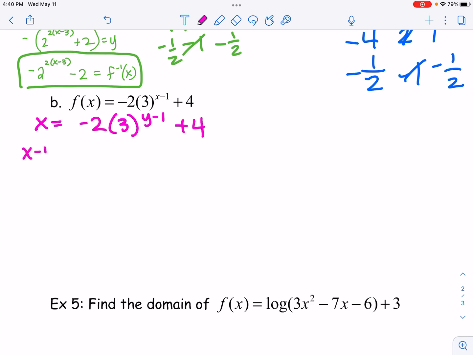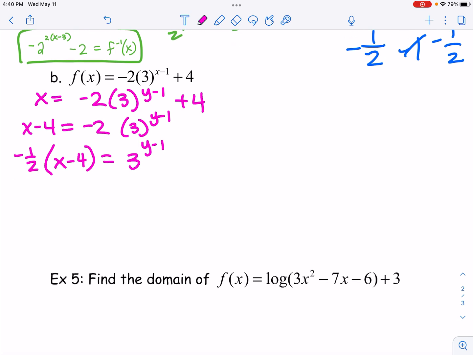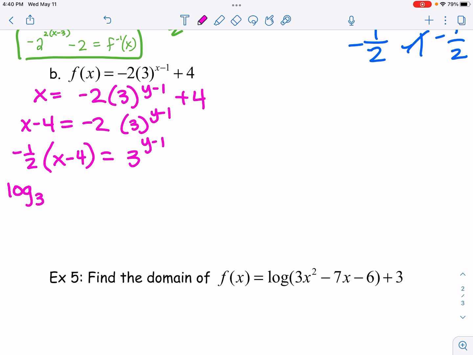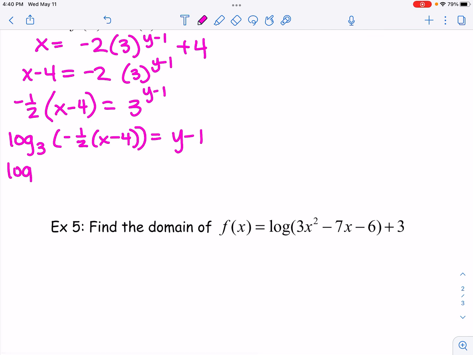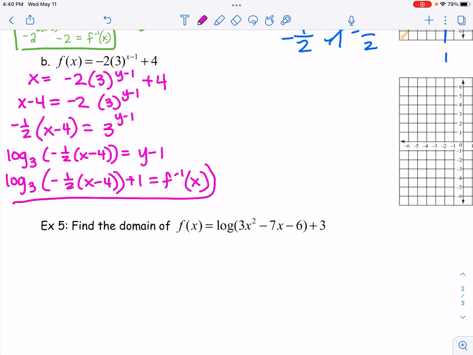So first thing is subtract the 4. Divide by the negative 2. So I'm going to actually write that as multiplying by a negative 1/2, because I know I need to graph this at the end, so I want to make it look like transformations. And then I'm stuck, so I rewrite this as log base 3 of (negative 1/2 x minus 4) equals y minus 1. Last step is just to add that 1. So log base 3 of (negative 1/2 times (x minus 4)), plus 1, is equal to the inverse of that function.